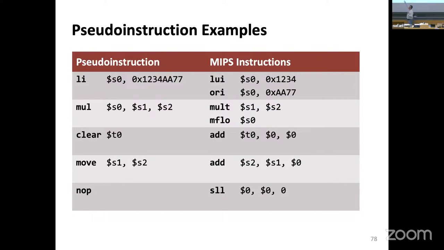Clear, if you want to erase T0, well, you can add 0 to 0 and write back to T0. So that's a convention. The same way, if you want to move the content of S2 into S1, this is what you do, you add 0 to S2 and write it to S1.